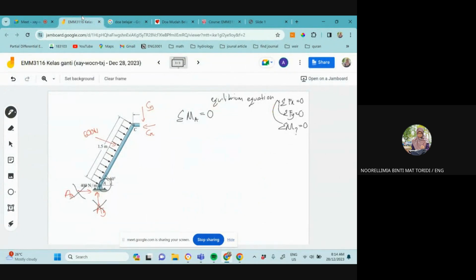Okay, so this one we know that 600. What is the distance? The 90-degree distance from 600 Newton to A. Is there or not? This is the main question. If there is, then you don't have to break into component x and y.